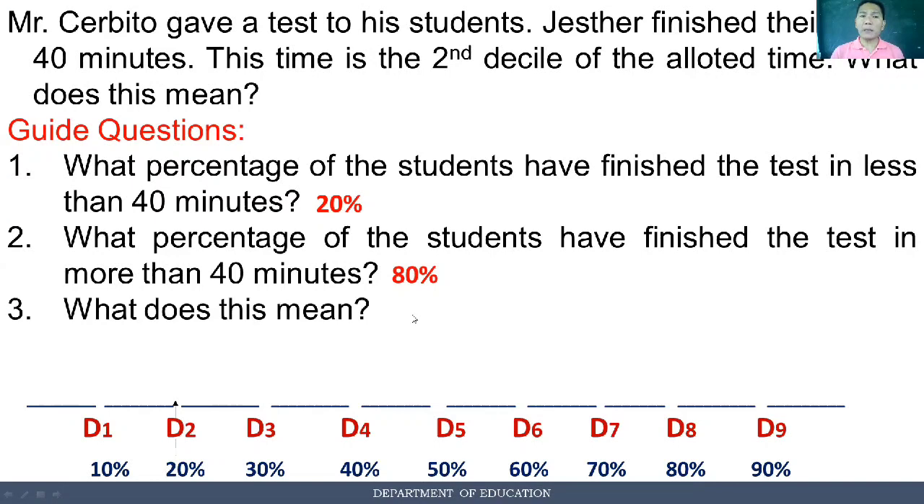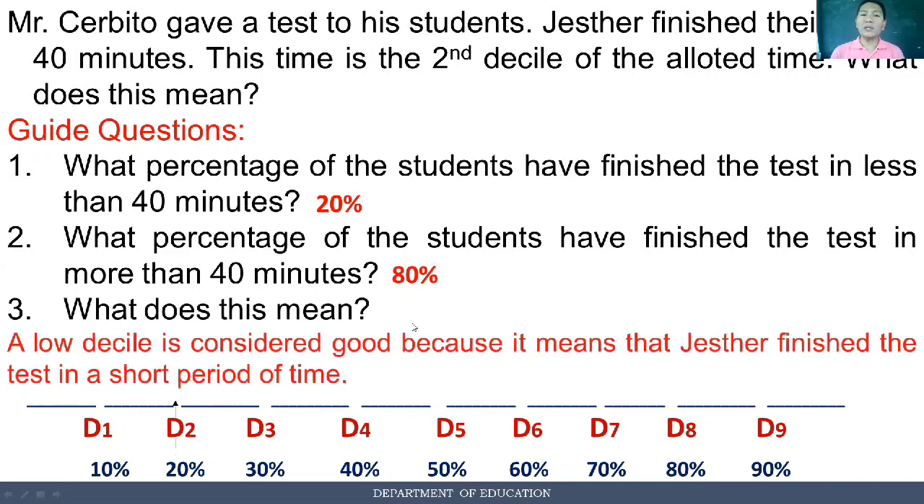So what does this mean? It means that a low decile is considered good because Jester finished the test in a short period of time. So that is how we interpret this problem.